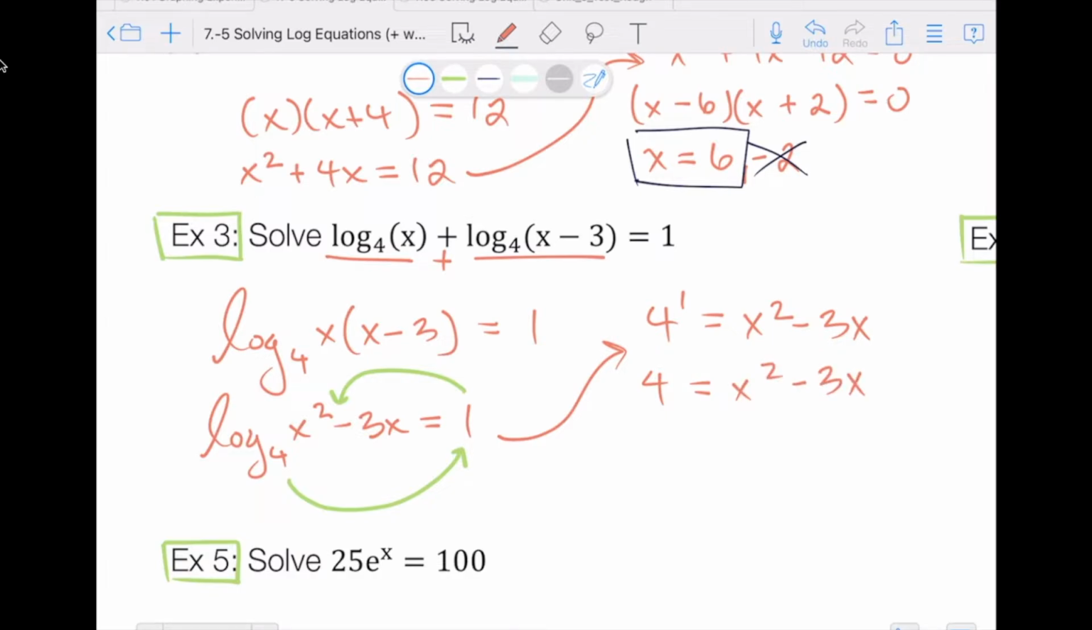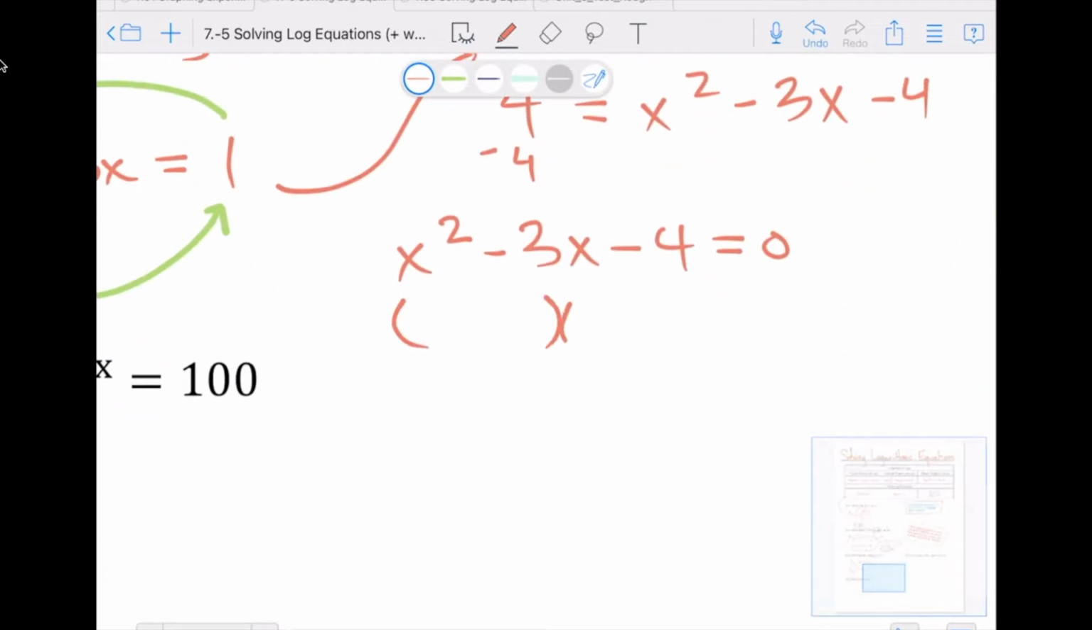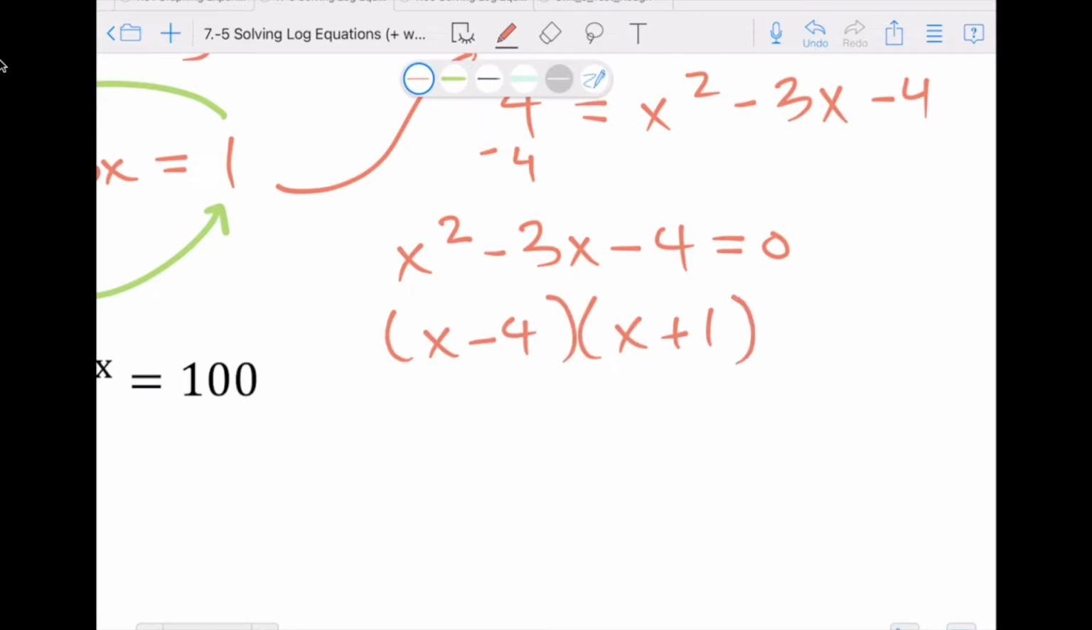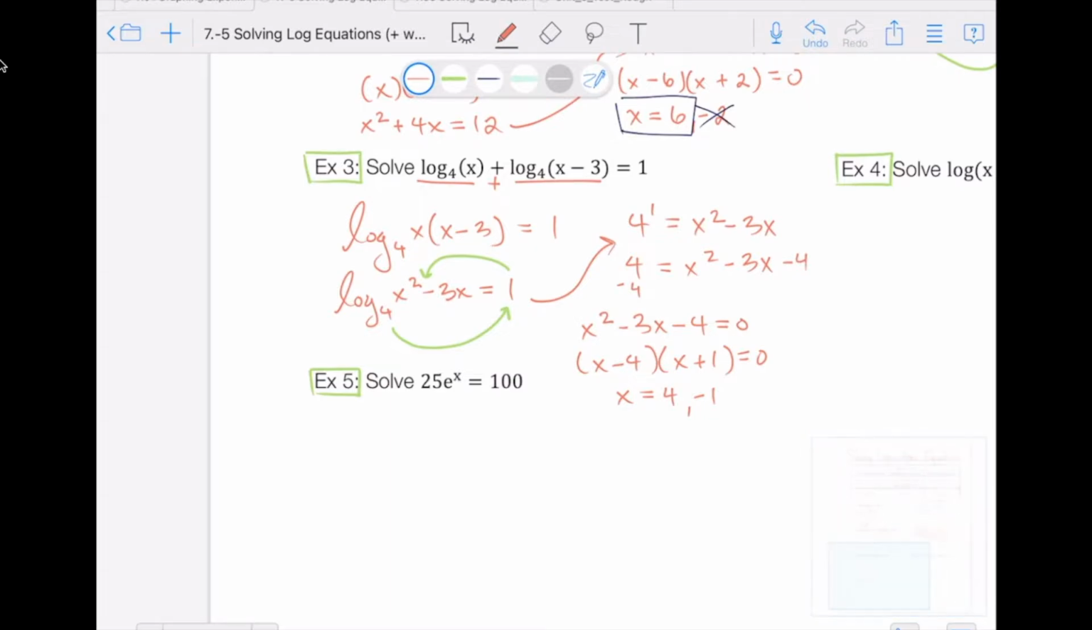And now we're again in quadratics land, so we can subtract 4 from both sides and get x squared minus 3x minus 4 is equal to 0. So now we're factoring. We're finding what multiplies to negative 4 and adds to negative 3. So x minus 4 and x plus 1 is equal to 0. So x is either going to be a positive 4 or a negative 1, but we have to check those, and notice we cannot have a negative 1 in for that first logarithm or the second one. So it has to be 4 only.